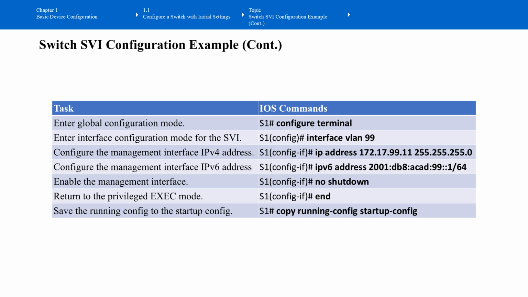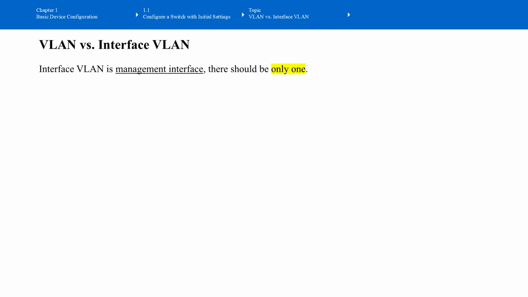And then we can also assign an IPv6 address to it. And then use no shutdown to turn this on. To exit this configuration mode, we use end. This will return to the previous level, the privileged executable mode. And then we can also save the configuration by entering the copy running-config startup-config command. So interface VLAN is the management interface, therefore there should be only one.